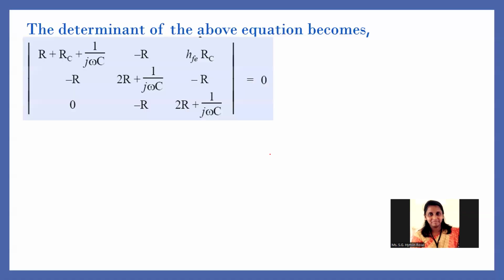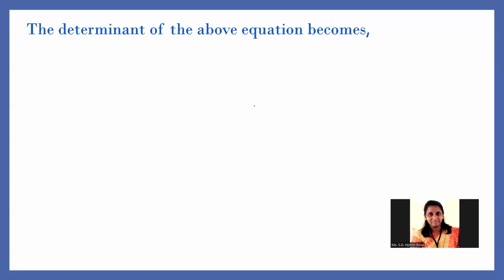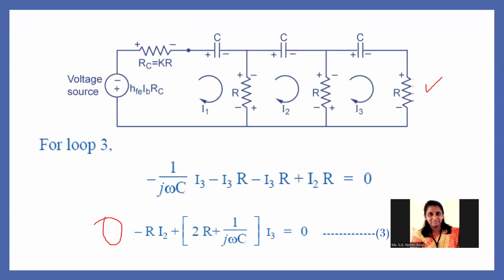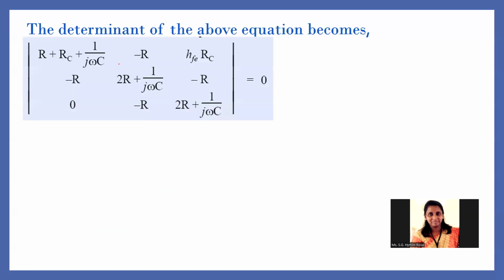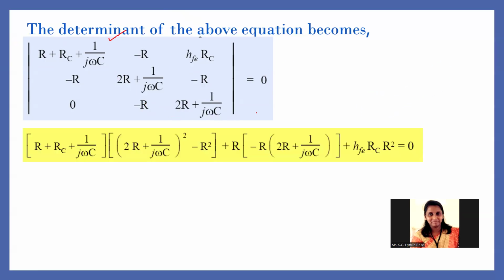Next we form the determinant. This is the determinant formed from all three equations, considering the coefficients. Now we expand the determinant. For the first term we consider R plus RC plus 1 by j omega C, into 2R plus 1 by j omega C, into 2R plus 1 by j omega C, minus R square. Expanding this, we get an expanded form of the equation.